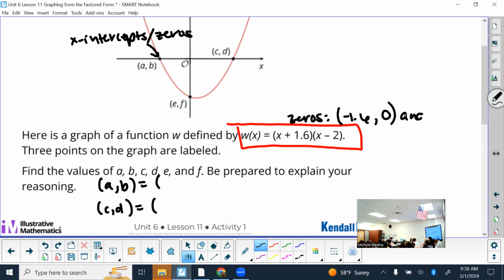And then class, what's the other x-intercept, the other 0? Based on this part of it. A positive 2, because it's opposite. Fine. Question? Maybe after Adriana. So then now we kind of got that part. Table 6, can you tell me what AB is now?